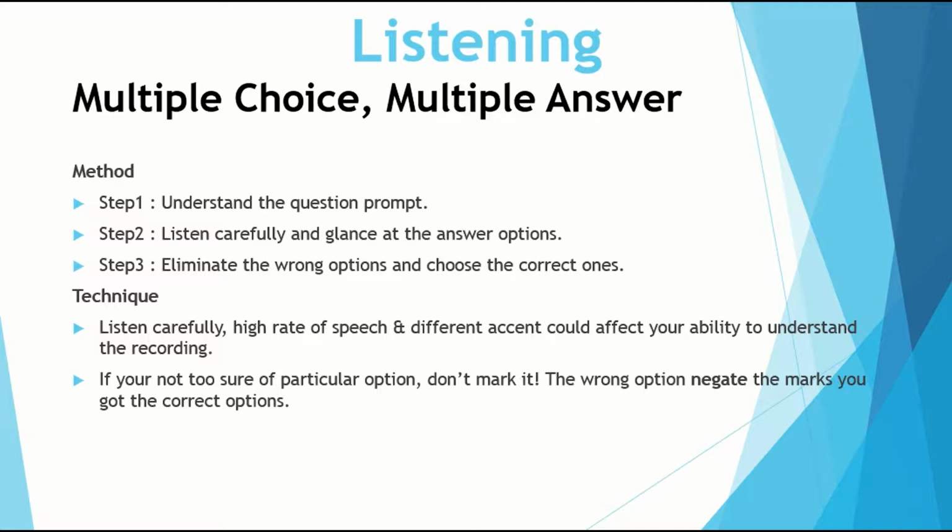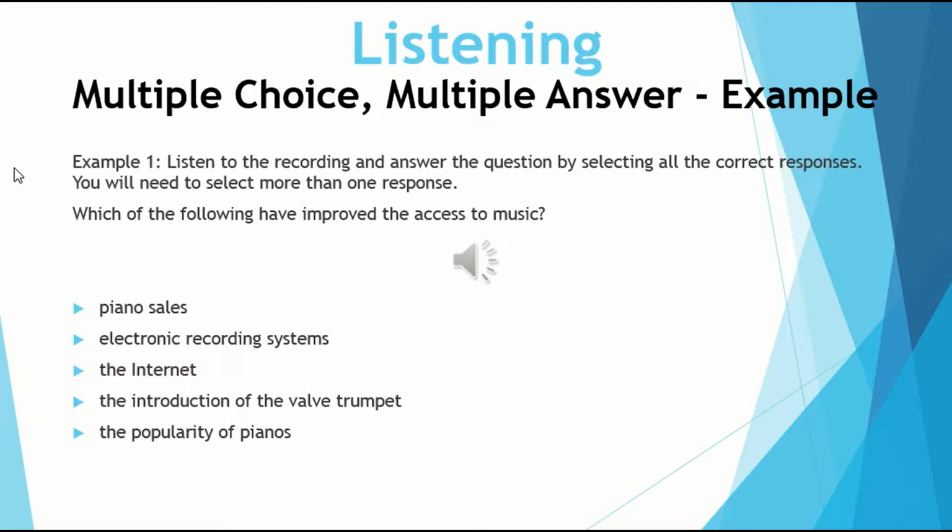All right. Now, before we dive into the methods and techniques, let's quickly have a look at the example. So the example question will look something like this. You could observe example number 1. Listen to the recording and answer the question by selecting all the correct responses. You will need to select more than one response. Okay. So it says which of the following have improved the access to music: piano sales, electronic recording systems, the internet, so on and so forth. So I will play the recording later during this lecture.